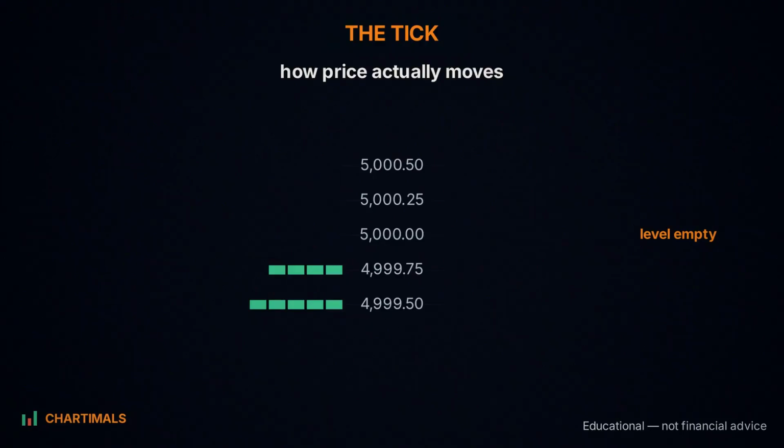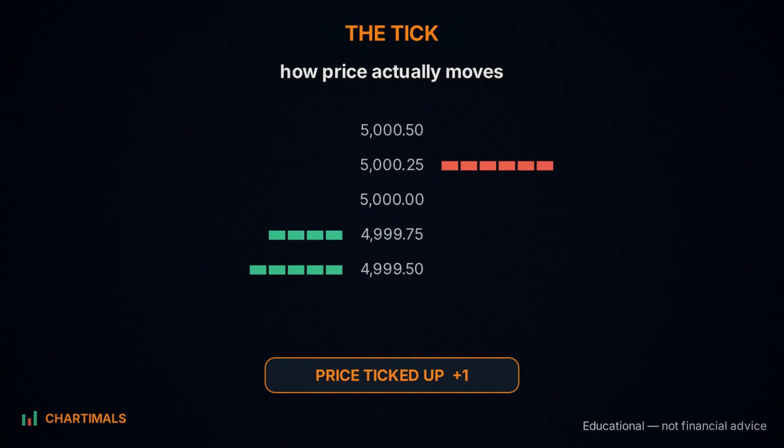The level is empty. There are no sellers left there. So the next buyer can only get filled one tick higher where the next sellers are waiting. And just like that, the price ticked up. Not because of magic, but because a level got cleared and the trade moved to the next one. Keep the pressure on and price walks up the ladder, one broken level at a time.